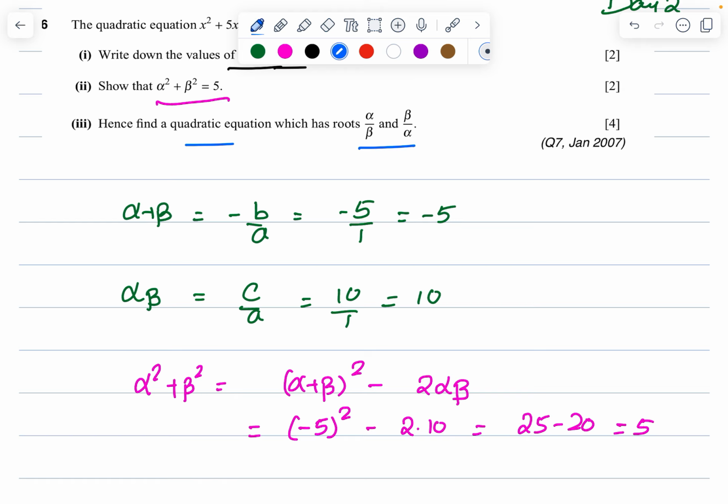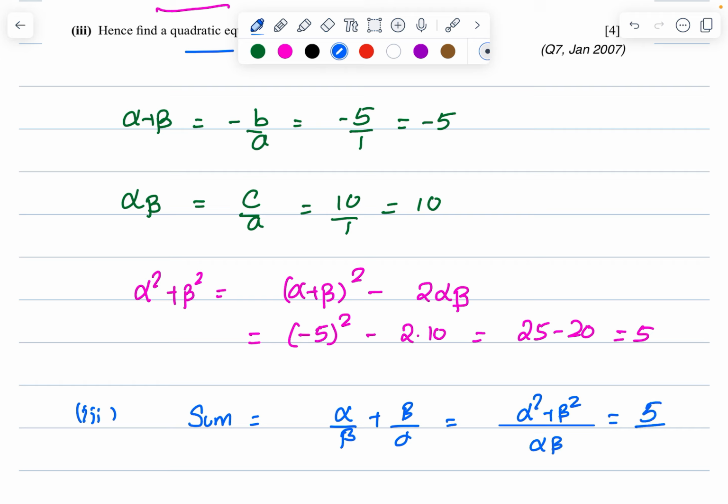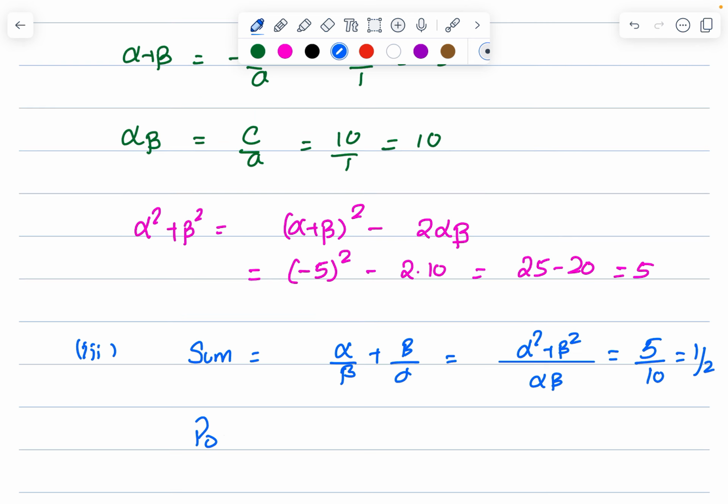Next, hence find an equation whose roots are alpha upon beta and beta upon alpha. So first of all I have to find the sum of the roots. Sum of the roots is alpha upon beta plus beta upon alpha, which with common denominator alpha beta becomes alpha square plus beta square over alpha beta. Alpha square plus beta square is 5, alpha beta is 10, so which is going to be 1 upon 2. Then I'm going to find the product of the roots. Product of the roots is alpha upon beta times beta upon alpha, which is 1.